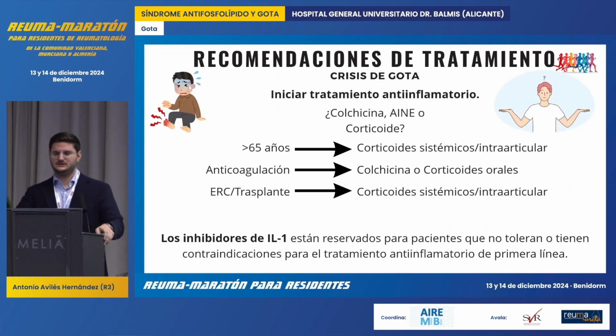However, a question arises. Once we have a patient experiencing an acute gout attack and we need to start anti-inflammatory treatment, the question that always comes up is, what should I use? Colchicine, a non-steroidal anti-inflammatory, or a corticosteroid? Well, the studies tell us that in these three scenarios, there is a preference for one treatment over the others. In patients over 65 years old, the use of systemic or intra-articular corticosteroids is recommended.